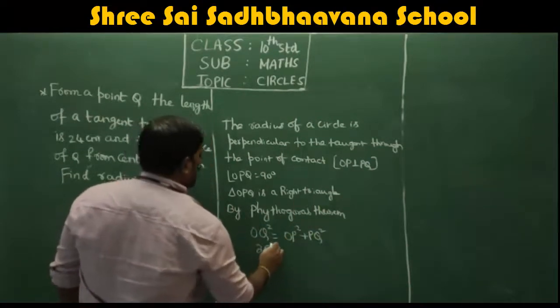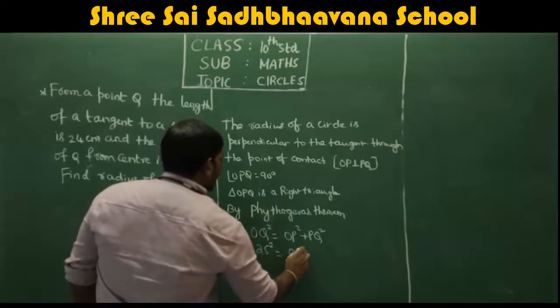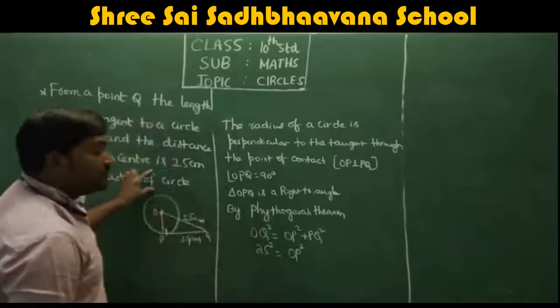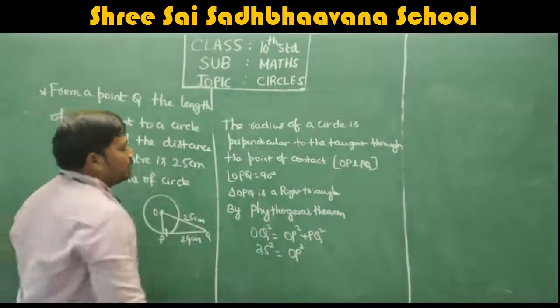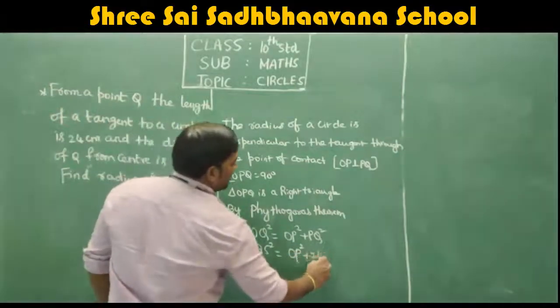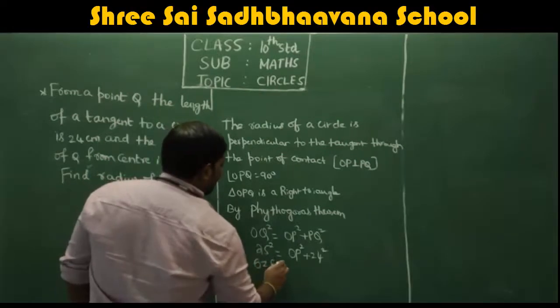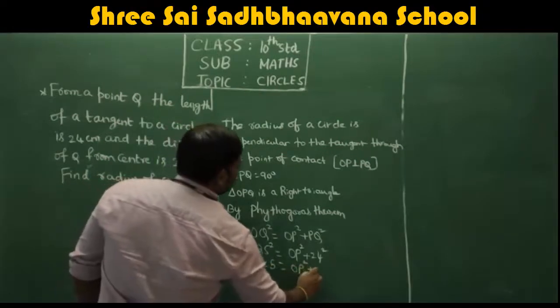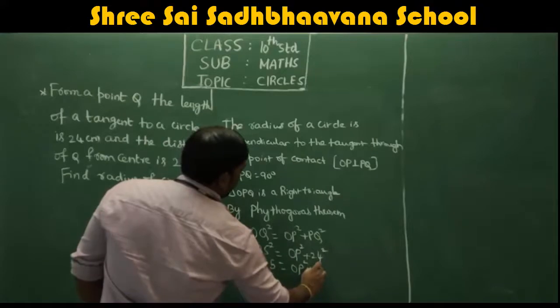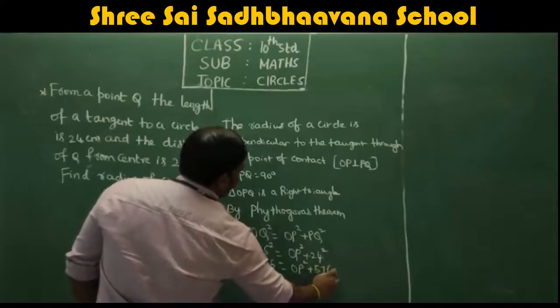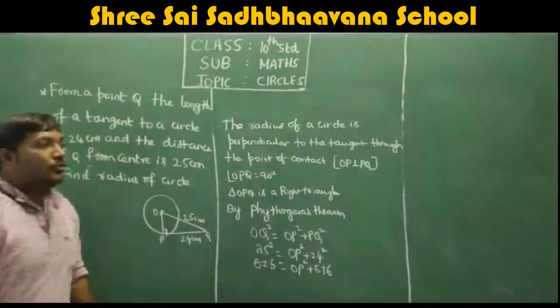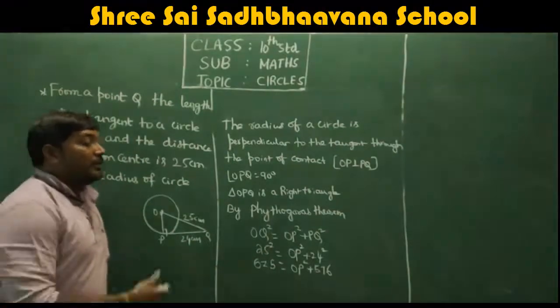OQ square is 25 square. OP we don't know. OP is the radius of the circle, which we have to find. So OP square plus PQ square. PQ is 24 square. So 25 square is 625, equals OP square plus this 24 square, which is 576. Correct? We should know the way to find squares.